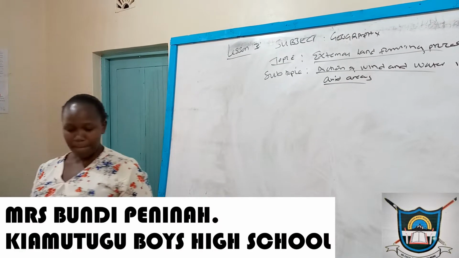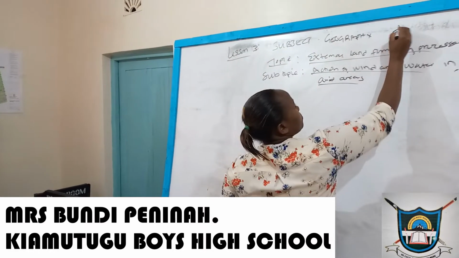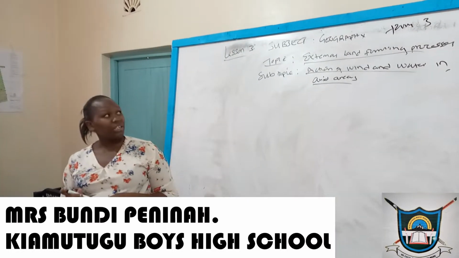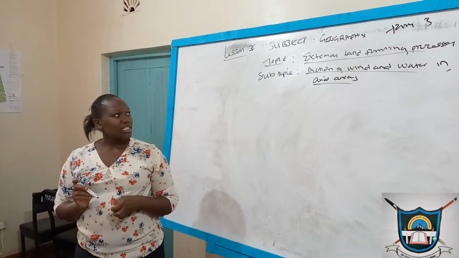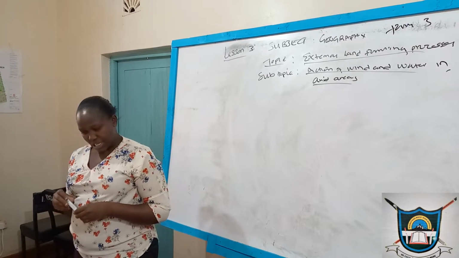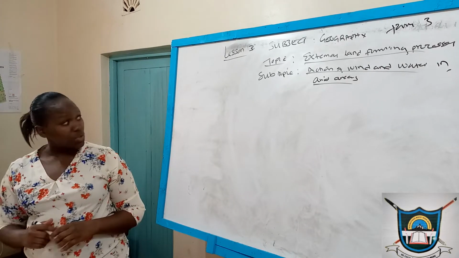It's our lesson 3, Geography Form 3. Geography Form 3, topic is external and forming processes. Still the subtopic is action of wind and water in arid areas. We have been covering this topic for the last 2 lessons.